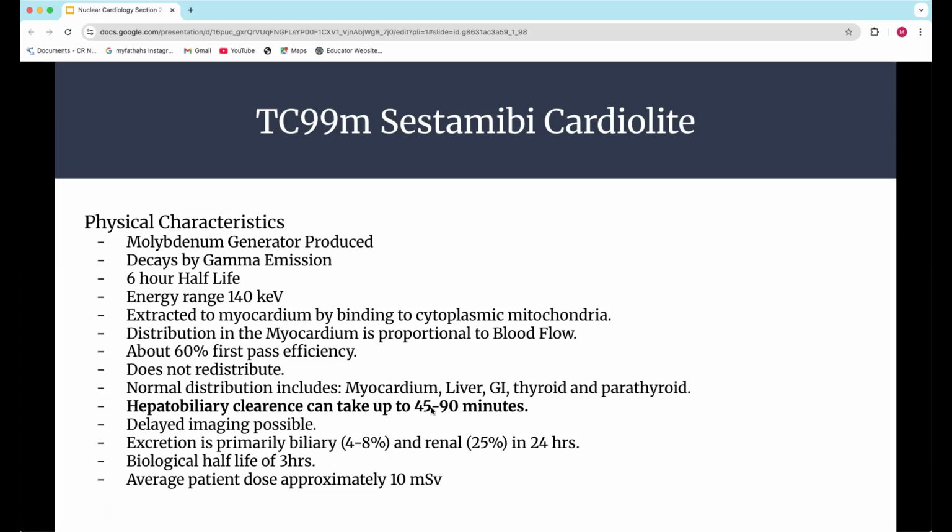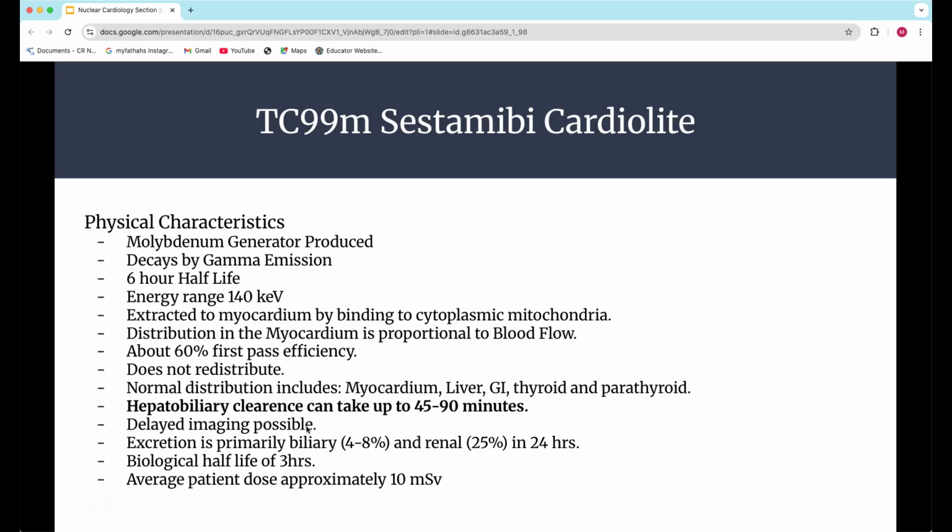Hepatobiliary clearance can take 45 to 90 minutes. So when we talk about a protocol and certain things that we do during protocols and certain things we run into with gut uptake, we'll get into it more. But remember that this can be something we have to keep in mind when we're doing our protocols. It's taken up in the heart, but it can also be taken up in the hepatobiliary GI area, and it can take 45 to 90 minutes to clear. So that'll become important later.